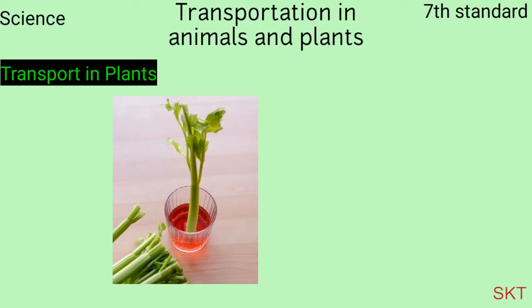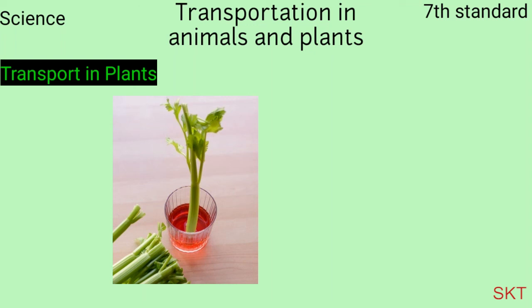You will wonder how this red color appears in the stem. This is because of the transport of substances in plants. The xylem and phloem take up the water from the glass, and the water is red, so the color of the stem inside will be red. Do this activity at your home.